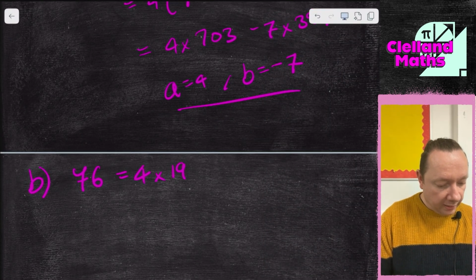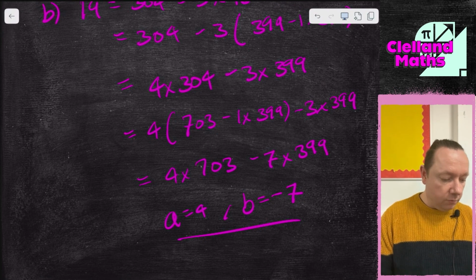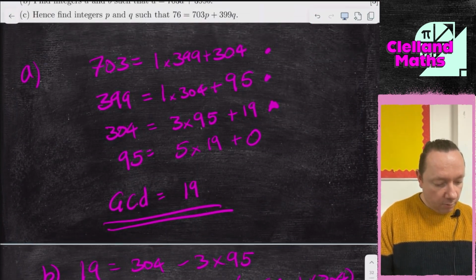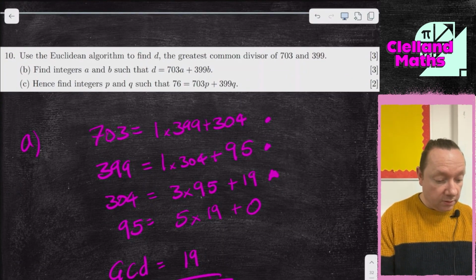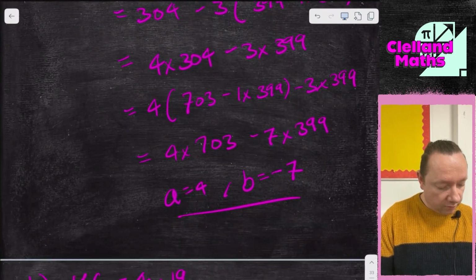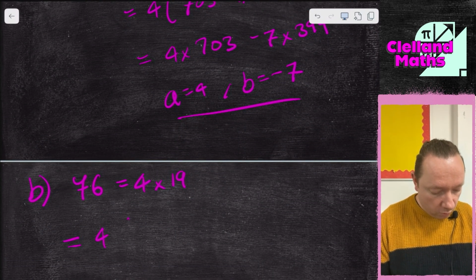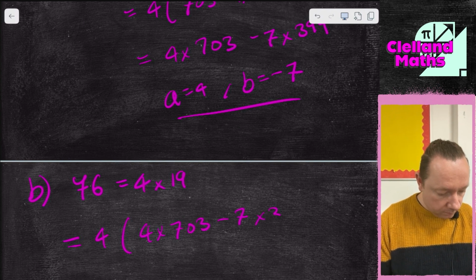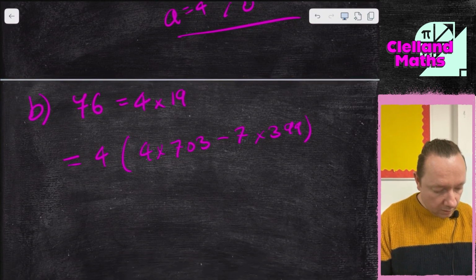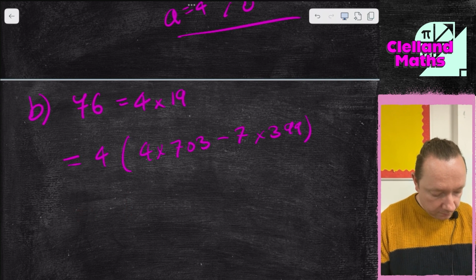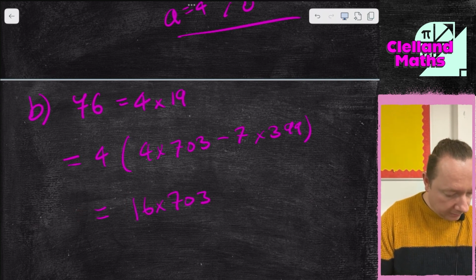But we know 19 is already 4 703s and minus 7 399s, and we wanted for this question multiples of 703 and 399s. So we might as well shove in our answer to part B. So that equals 4 lots of the whole of part B, which is 16 times 703 minus 28 times 399.